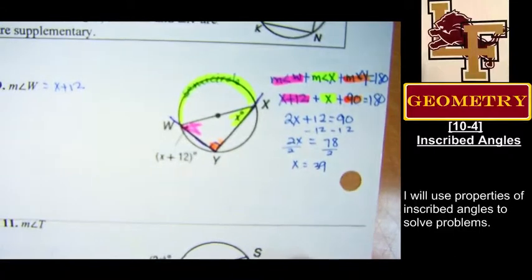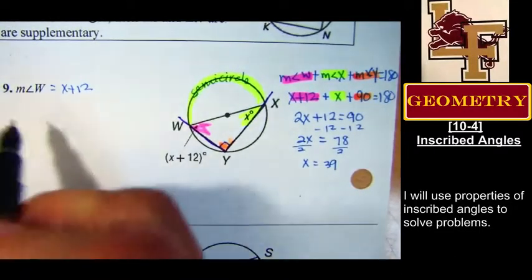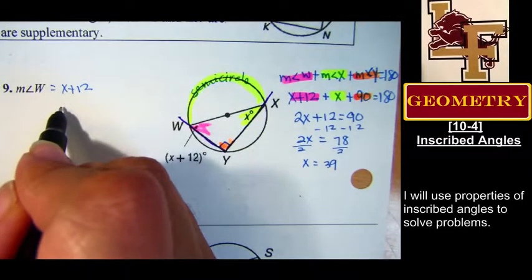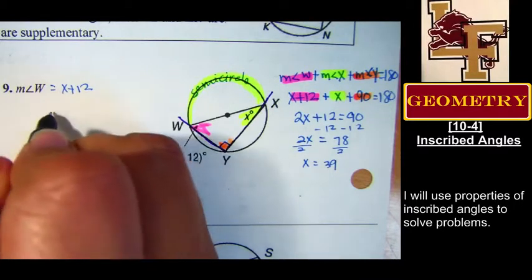Now I have a value for x, which means I can now find the value for angle W.